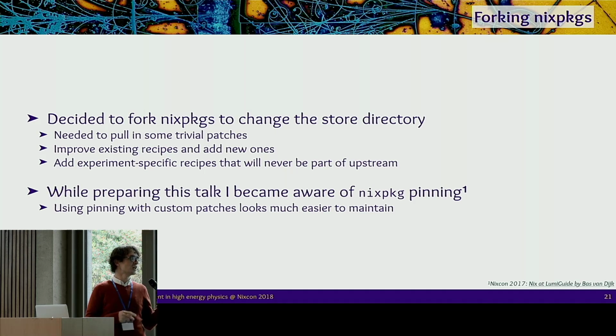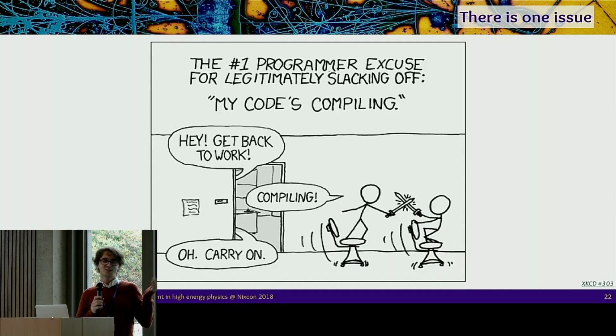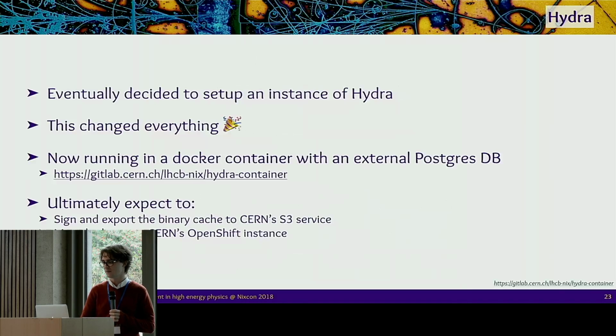While preparing this talk, I became aware of Nix package pinning and the ability to apply patches over the top of Nixpkgs, which looks much easier to maintain than my fork, but I haven't found time to use it because I only found it 2 days ago. So the issue with all of this is that because I've changed the store directory, everything takes a very long time. So you go to bed, you wake up, and either find that it's still compiling, or that it failed because it failed to download some file that it needed that's moved to the location where that package keeps their source, or a hash check failed or something.